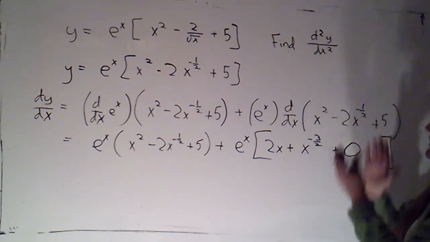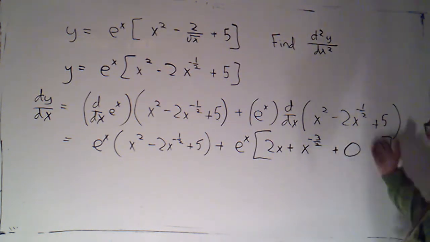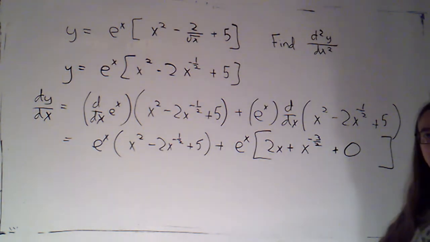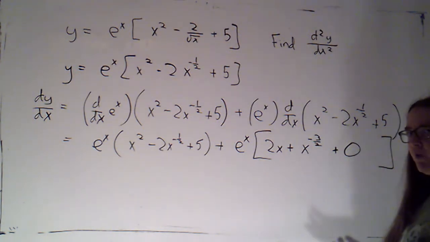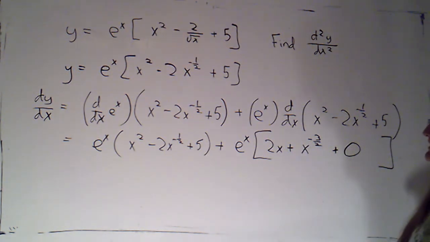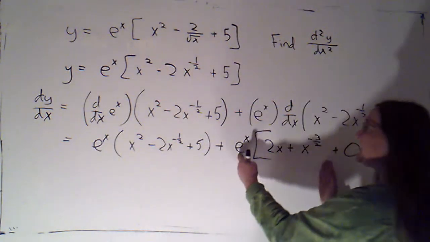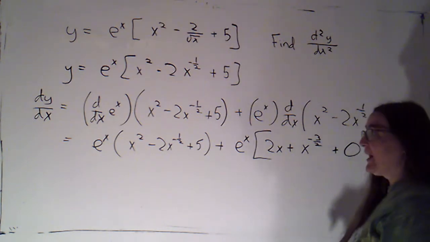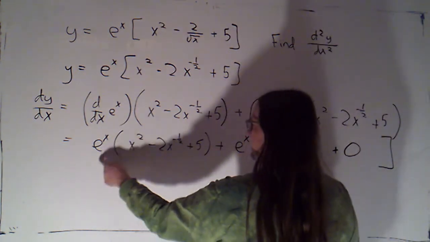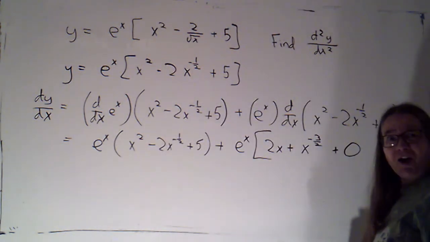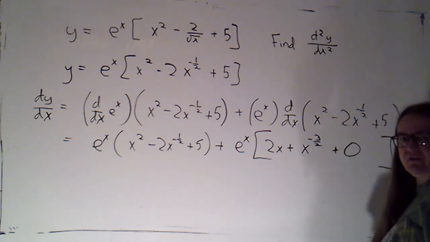Now, if I were finding the first derivative, I'd be fine stopping here. I might get rid of the 0 and not bother to write that, but I'd be fine here. I want to think a little bit about how much I want to simplify this before I go about taking the second derivative. The way it's written right now, I've got a product here, so that would require product rule, and a product here. That would require product rule as well. I could distribute the e to the x to each piece, but then I'd have a whole bunch of products. I don't want to have to do the product rule a whole bunch of times.